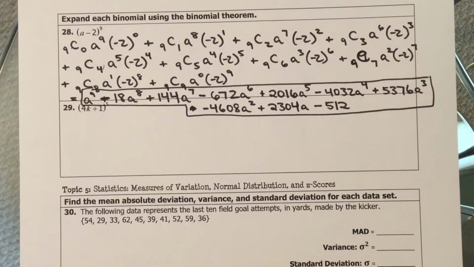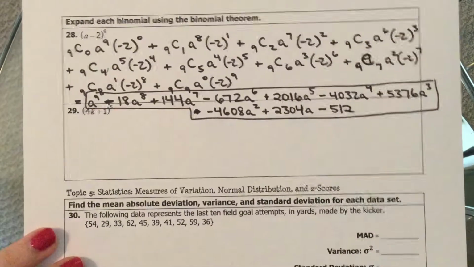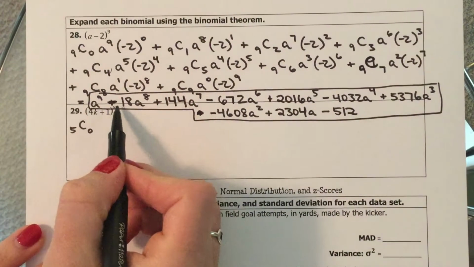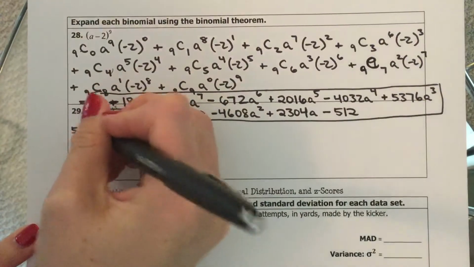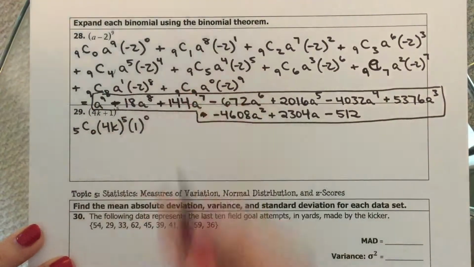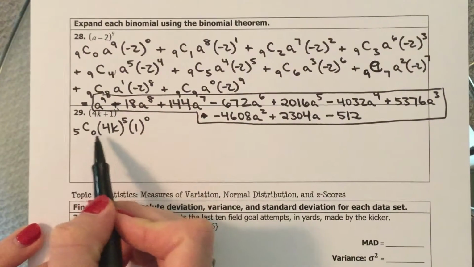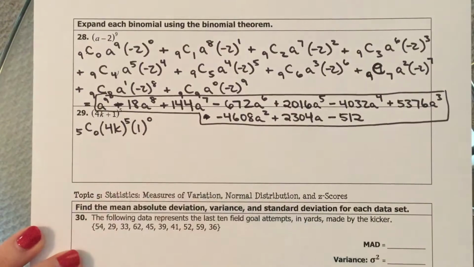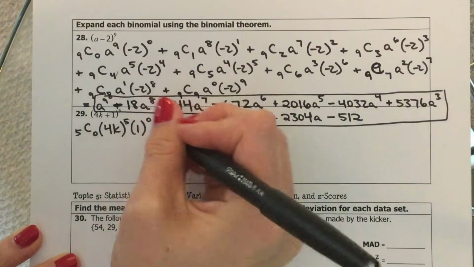Number 29, we have just the 5th power, so that'll be less of a process. So the process works exactly the same. We start with 5 choose 0, because 5 is the total degree, and then each one of these terms, so 4k starts with the 5th power, 1 starts with the 0 power. This increases until you hit 5. This decreases until you hit 0. This increases until you hit 5. So it works like that every time.